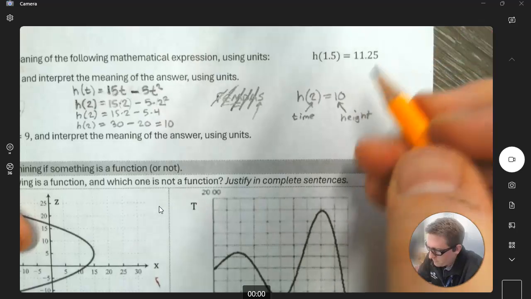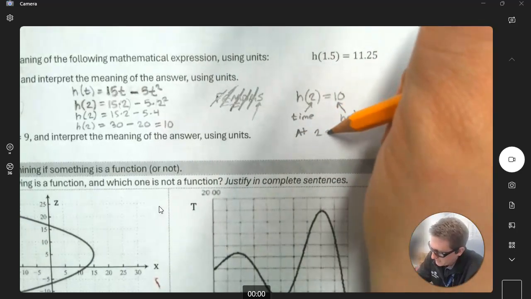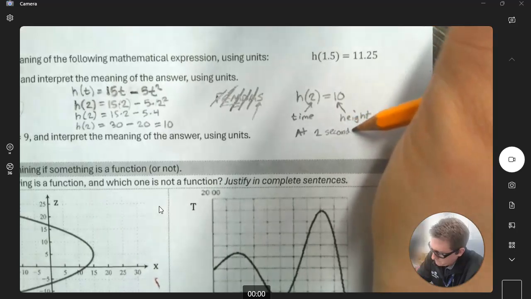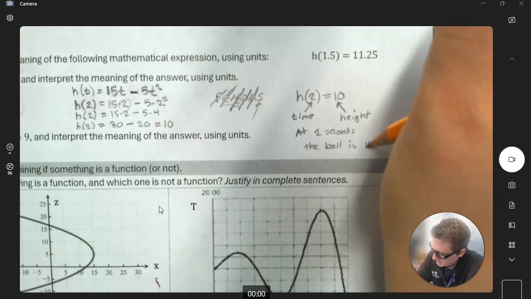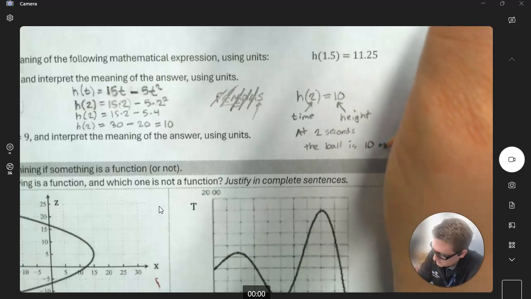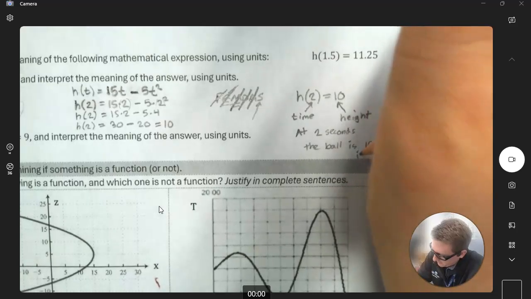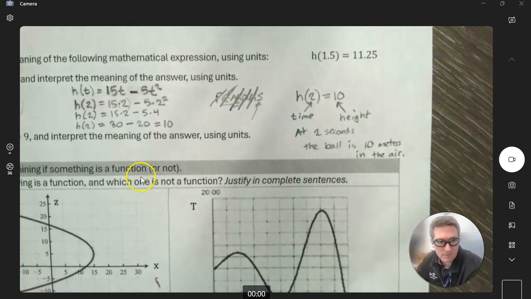So therefore, the interpretation is at 2 seconds, the ball is 10, is it feet or meters? It is meters. 10 meters in the air. That would be how I would interpret this using a complete sentence.